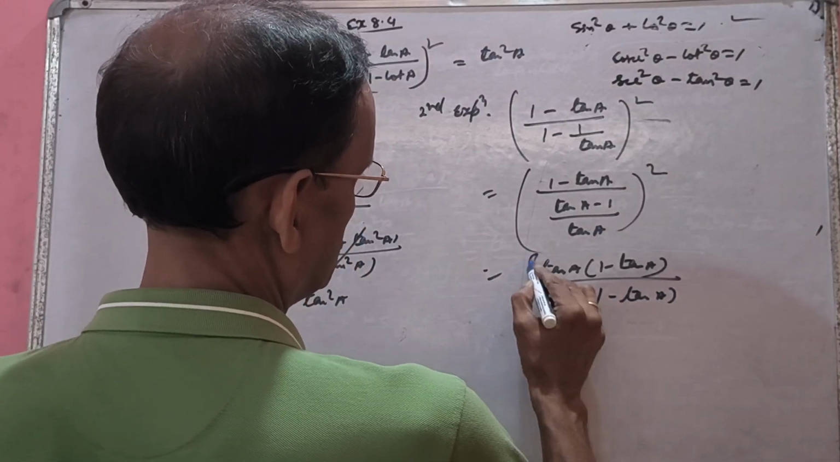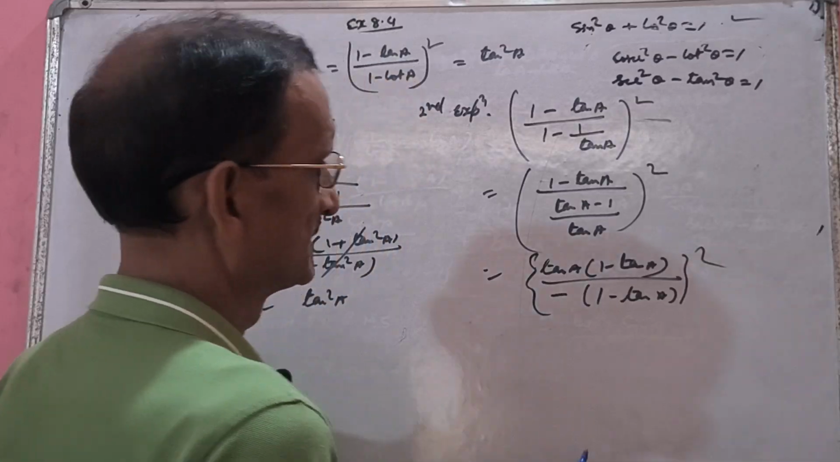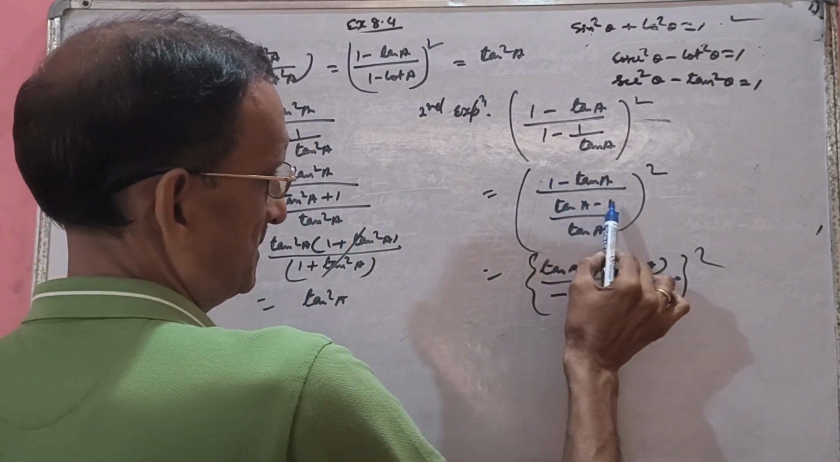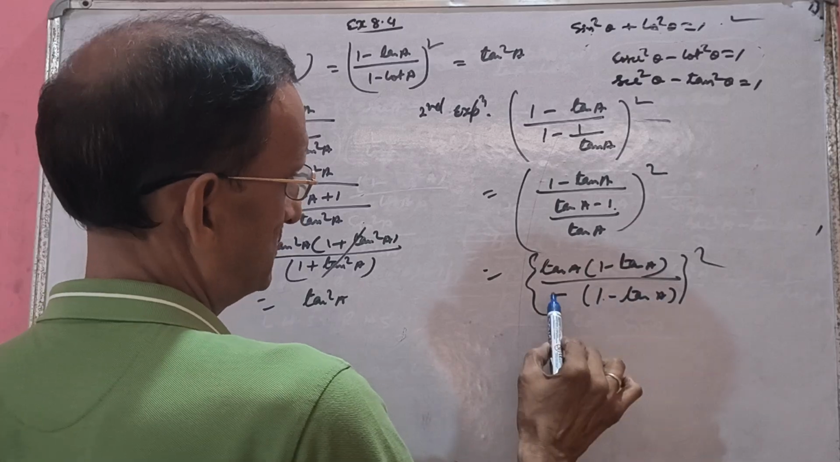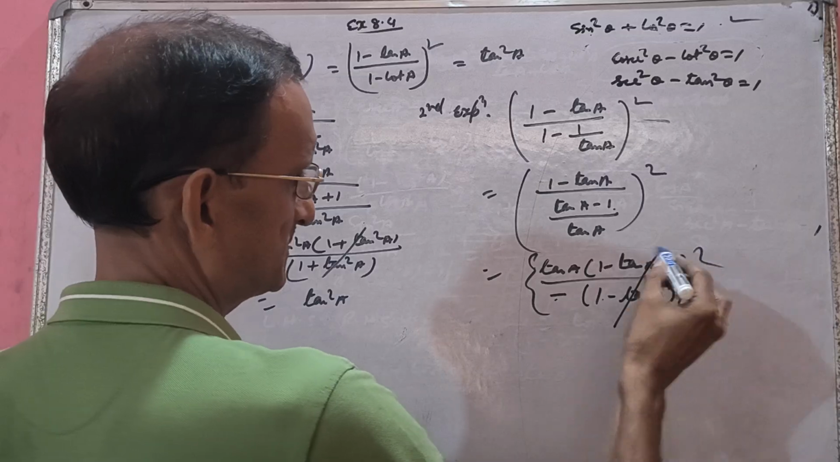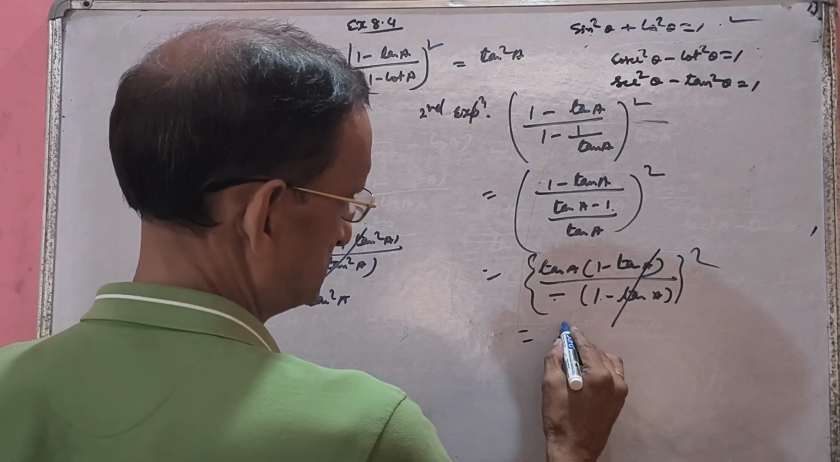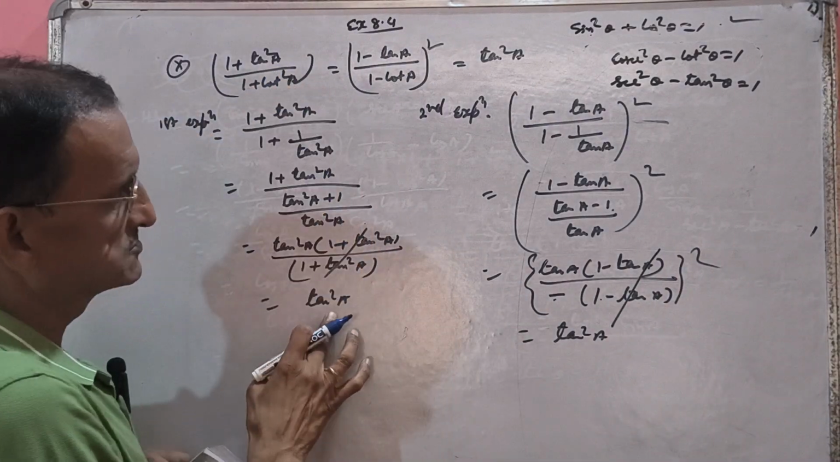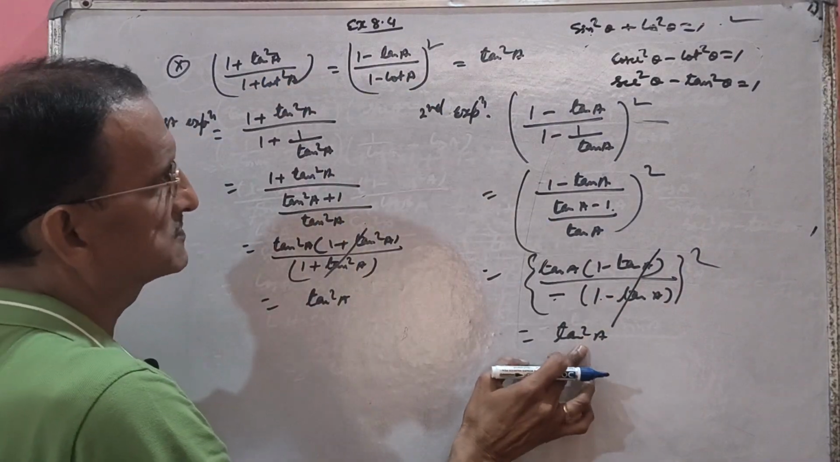Understood this? This is tan A into 1 minus tan A over minus 1 times (1 minus tan A), after 1 minus tan A we need to take minus common, then it is cancelled. You know minus square is plus, and tan square A. So this is tan square A only. So this is equal to tan square A, and this is equal to tan square A also.